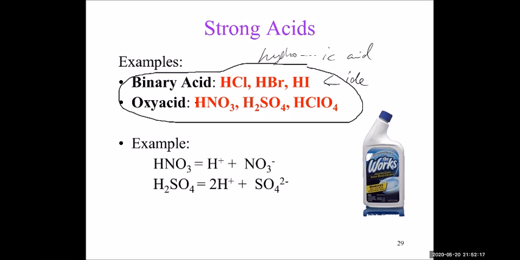And the lower part, these are the strong oxy acids: nitric acid, sulfuric acid, perchloric acid. This is perchloric because it has one more oxygen than the chlorate. So this is perchlorate, and the acid will be perchloric acid. These are all very strong acids, and when dissolved in water, 100% become ions.